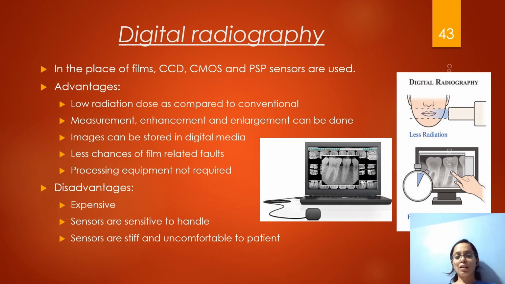Then the digital era has introduced CCD, CMOS and PSP sensors which are used, and the radiation dose is comparatively very low, and with the enhancement and the enlargement, we can adjust our contrast, we can store all of that digital content for later on, and the chances of the faults of scraping and all that is not there, and a processing equipment setup is not required. But then the cost becomes more, and the sensors need to be handled properly. Sometimes the sensors are a little stiff and difficult to place in the patient's mouth.